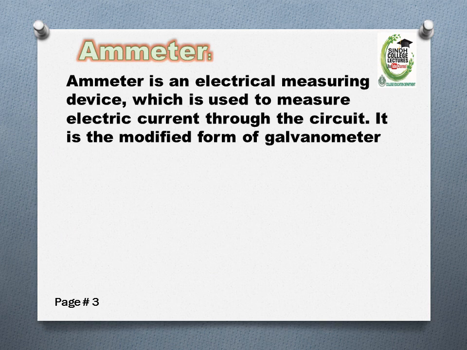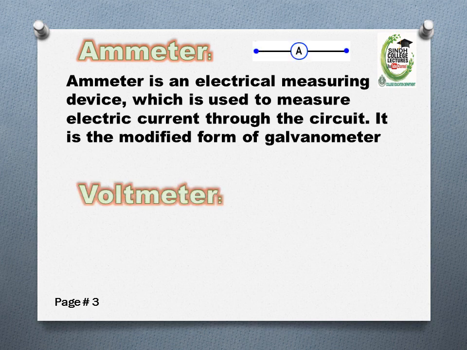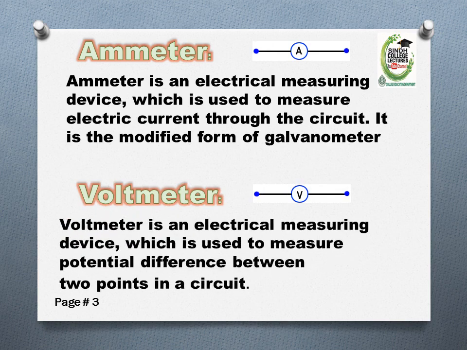Ammeter is an electrical measuring device which is used to measure electric current through the circuit. It is the modified form of galvanometer. Voltmeter is an electrical measuring device which is used to measure potential difference between 2 points in a circuit.